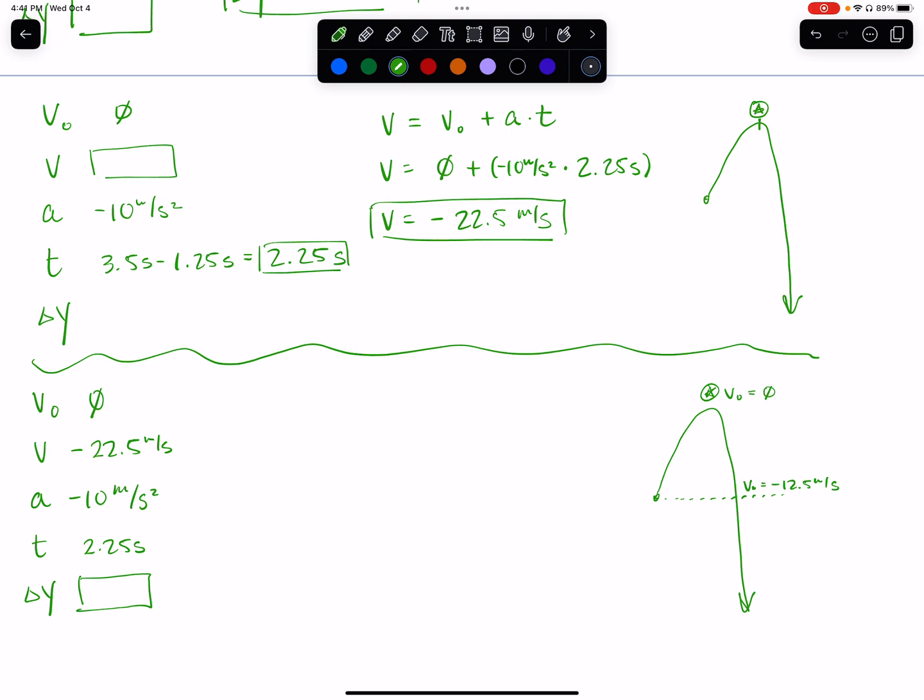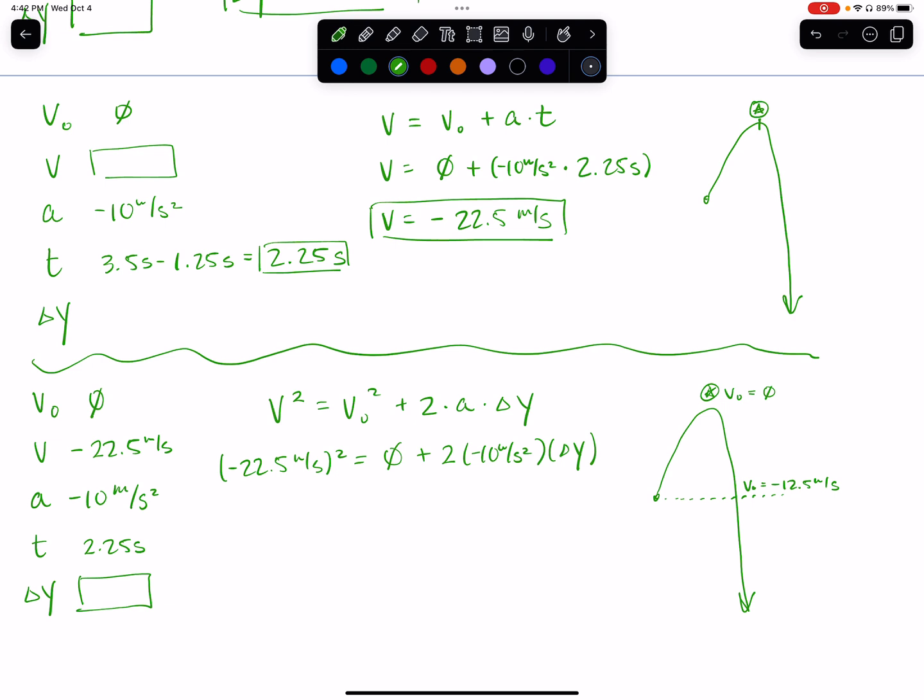So with this information, you know what? This time I will use the v final squared equals v initial squared plus 2 times the acceleration times change in position, just to change it up. So negative 22.5 meters per second, squared, equals 0, because our initial velocity is 0, plus 2 times negative 10 meters per second squared, and then our unknown change in position.